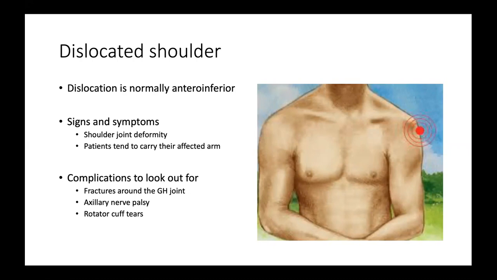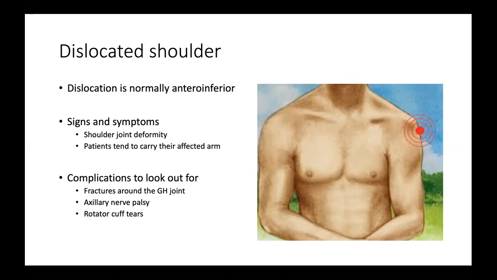So when you have two structures popping out of one another, you can hurt either one of the structures. The two structures involved in a shoulder dislocation is your glenoid fossa, the cup, and then the joint, I guess, the humeral head. So Bankart's, fracture of the glenoid fossa. Hill-Sachs, fracture of the humeral head.